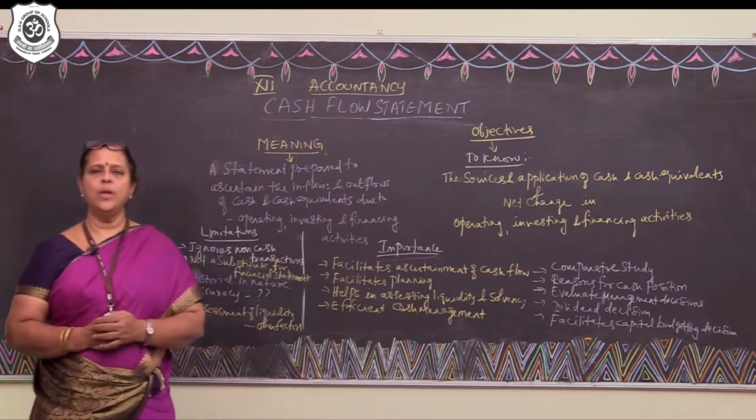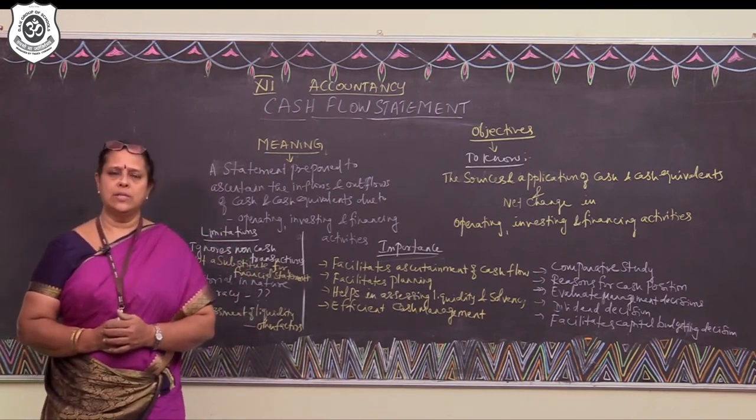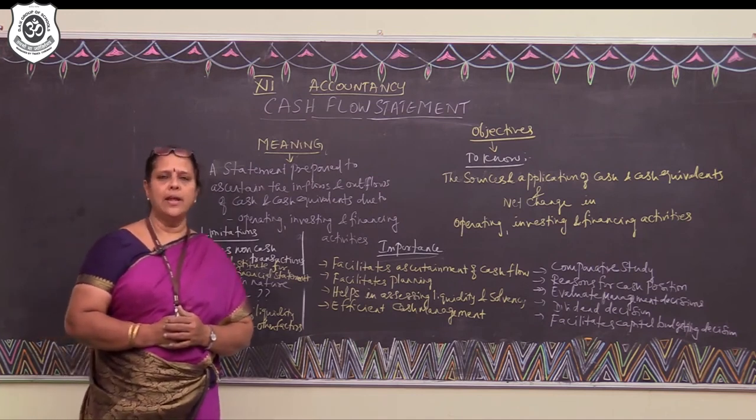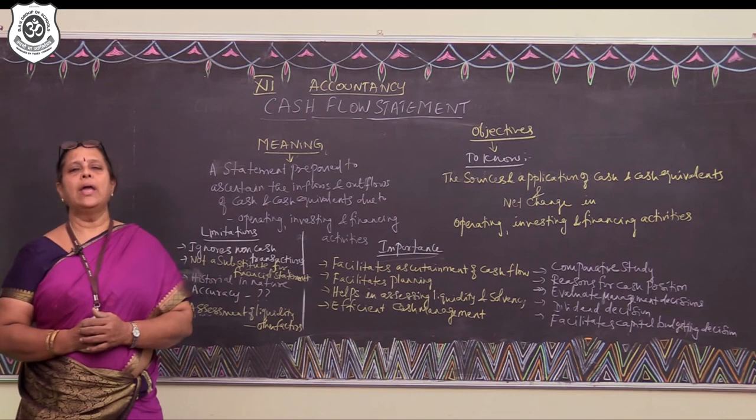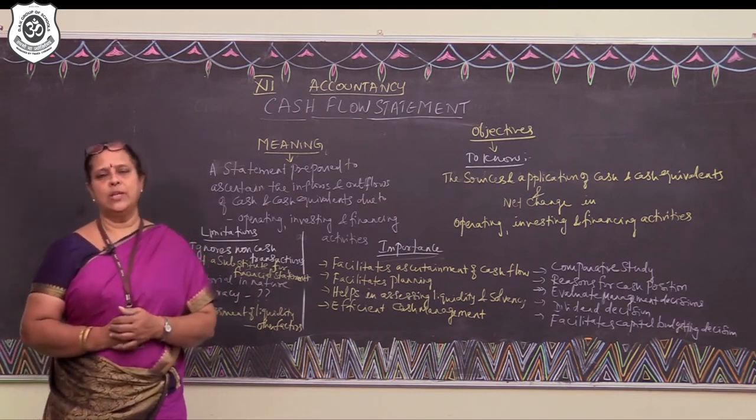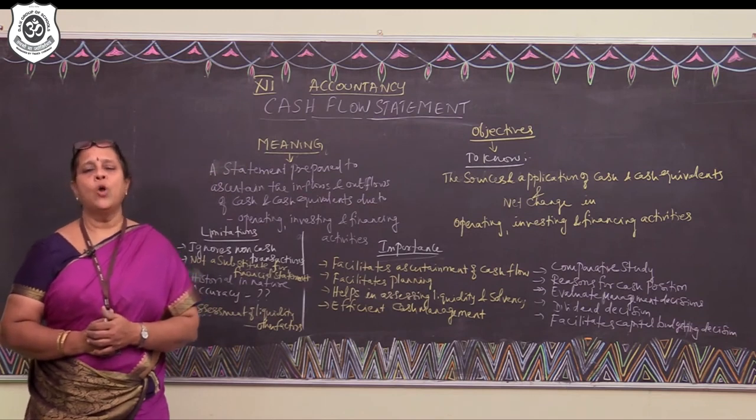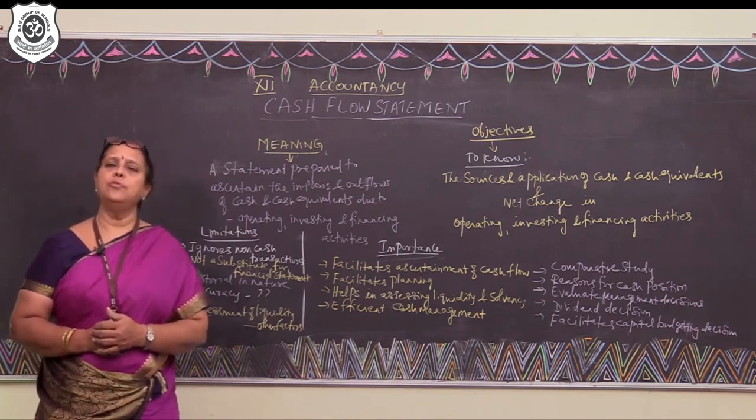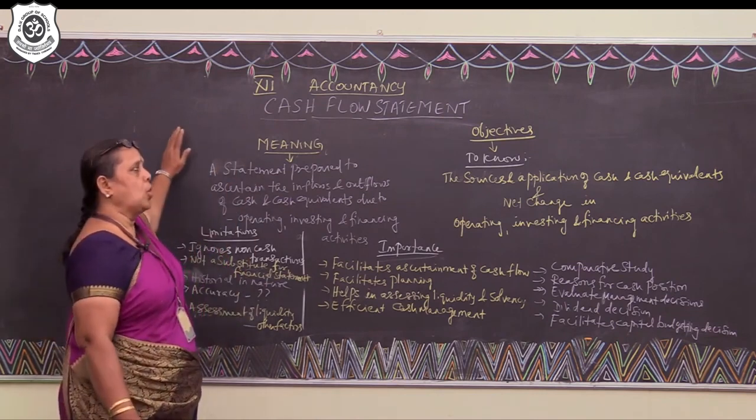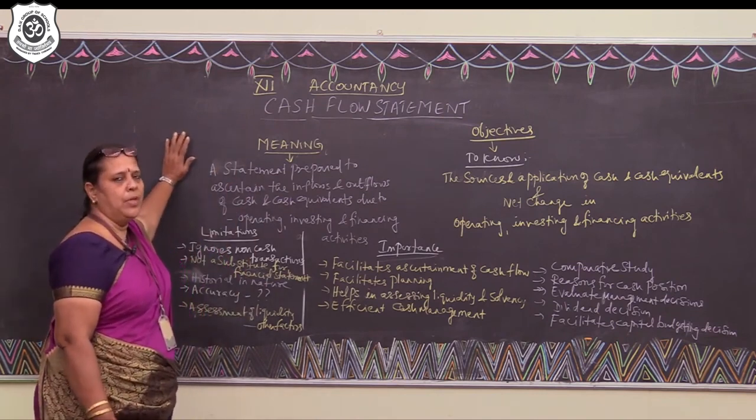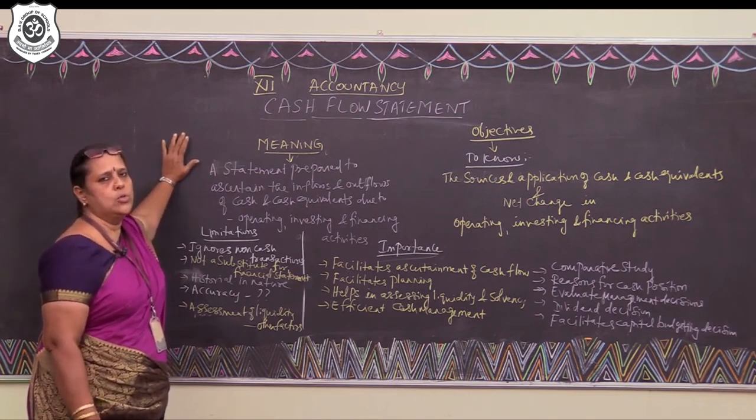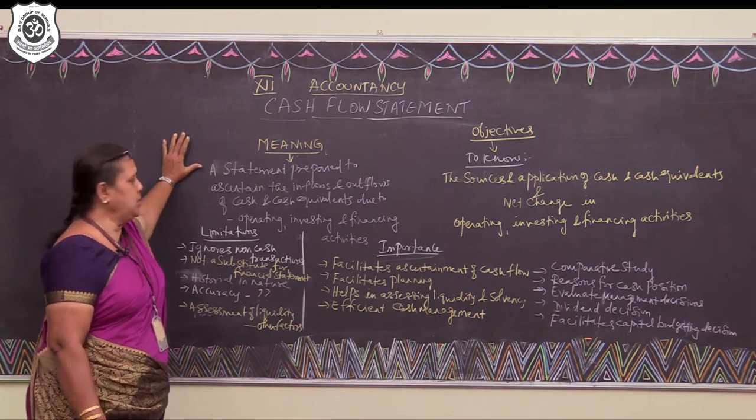But from the accounting point of view, we cannot just like that take it. We have to now go in for analyzing the relative inflows and outflows of cash and cash equivalents due to the three major activities of any business called operating, investing and financing activities. So, we shall be preparing a statement called cash flow statement in which we are going to analyze the relative cash inflows and outflows due to the three major activities.